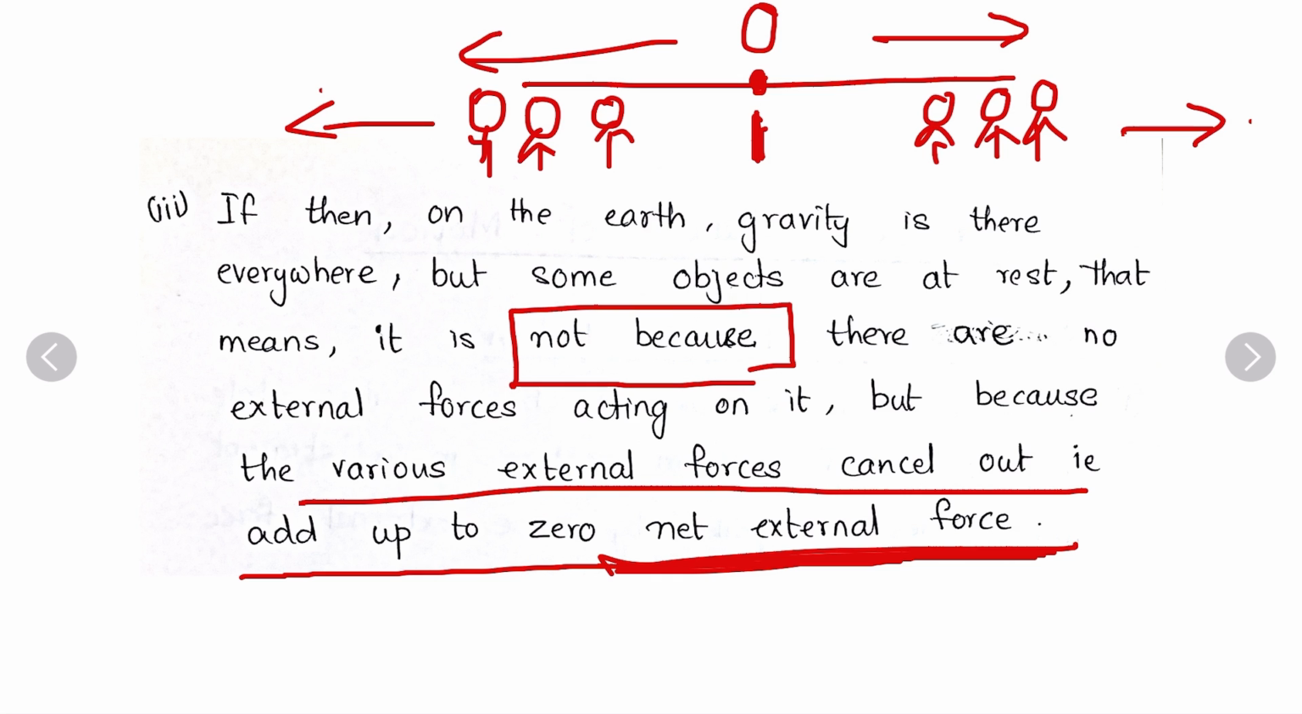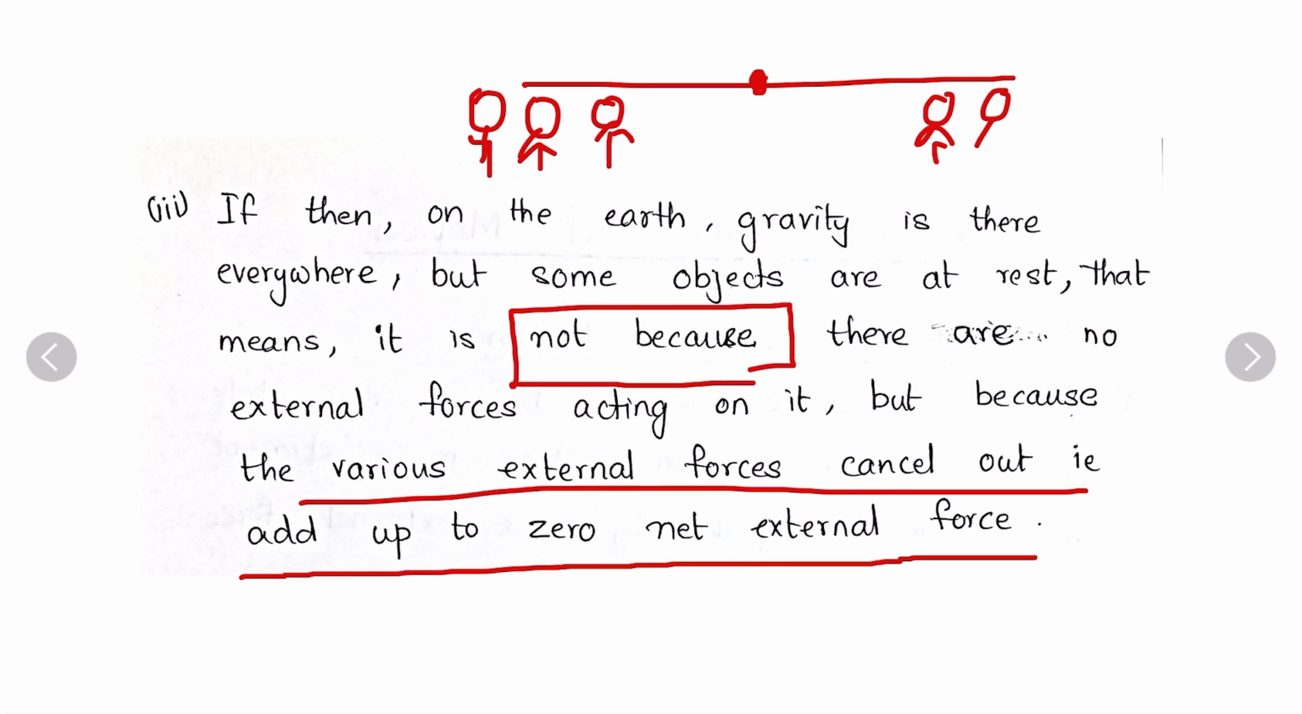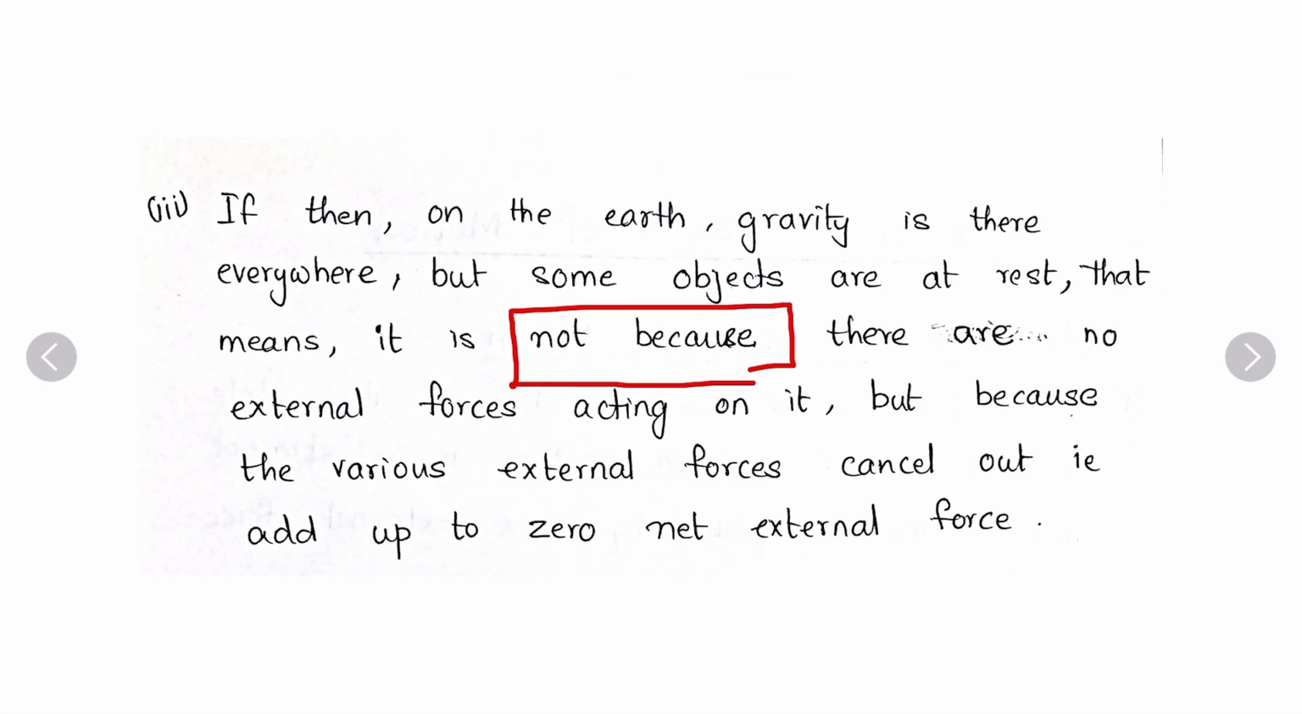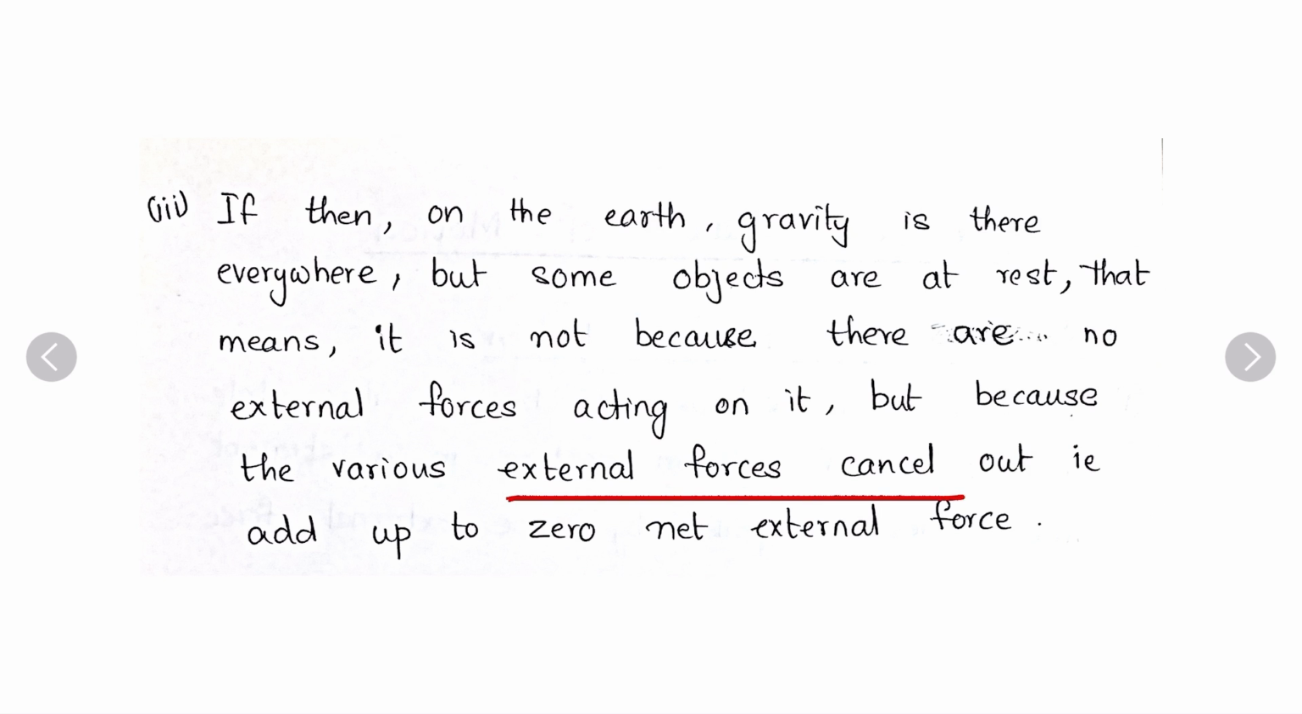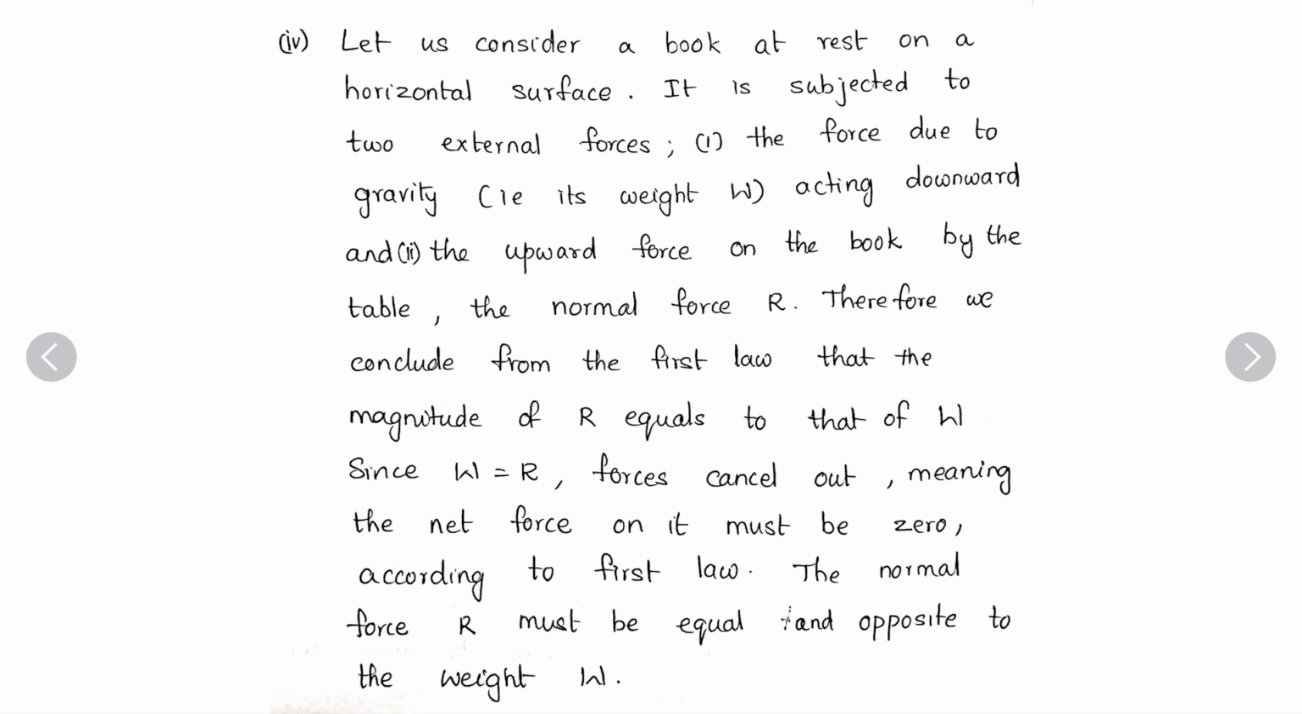So what does it mean? Because many objects on the earth are at rest. That is the sentence we are learning now. It does not mean there are no forces. There are many forces acting on that, but these external forces cancel out each other and add up to zero net external force.